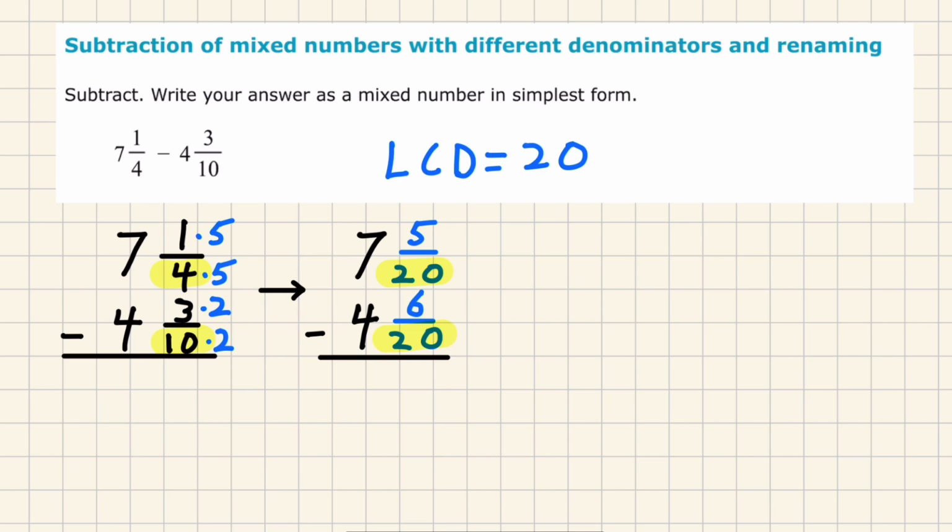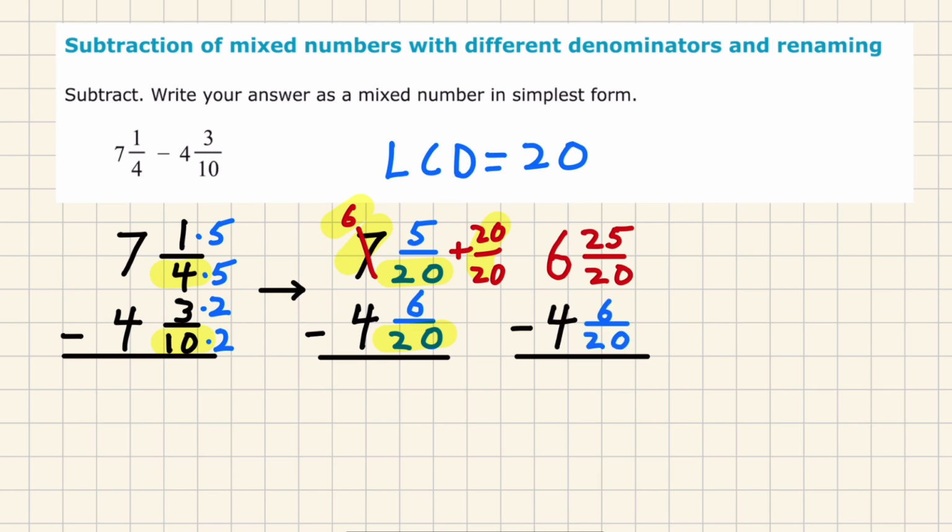Borrowing from the 7 would leave me a 6. I could then add that 1 to the fraction. Since I need common denominators to add, I would write that 1 as 20 over 20. So I borrowed 1 from the 7, making it a 6, and added that 1 to the fraction. I now have 25 in the numerator, and I still have 20 for the denominator. And from here, I can now subtract.